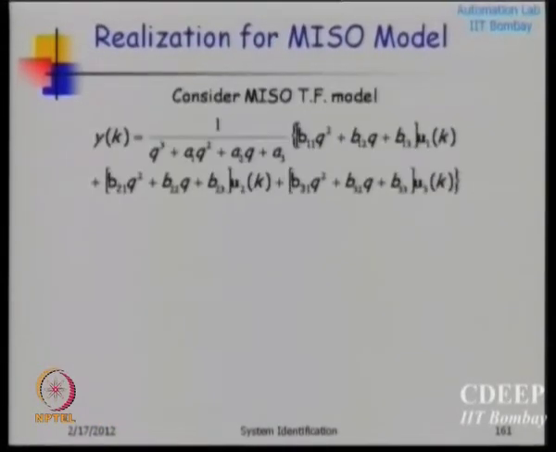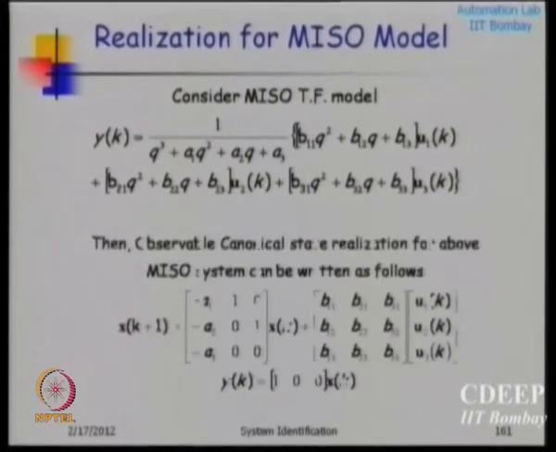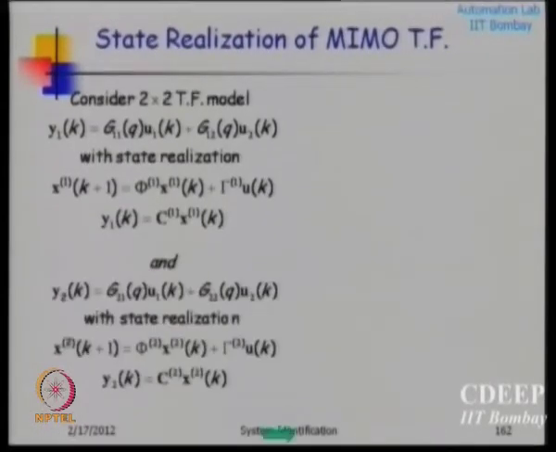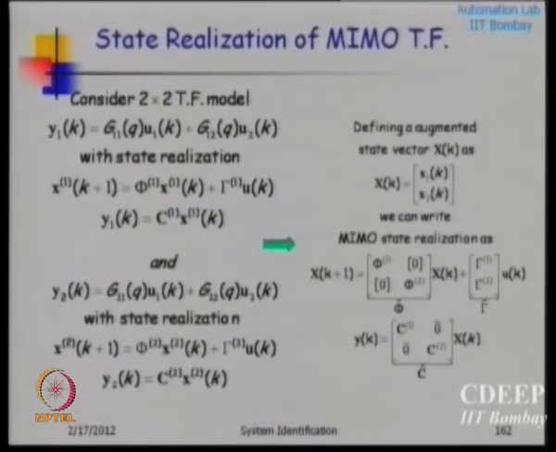I have just given the same thing for MISO models and observable canonical forms. If you have MISO models, you can develop observable canonical forms which will look like this. Okay, and then same thing, you consider a 2 cross 2 system and then you develop 2 models, you combine them into one big model. One big model finally will look the same.